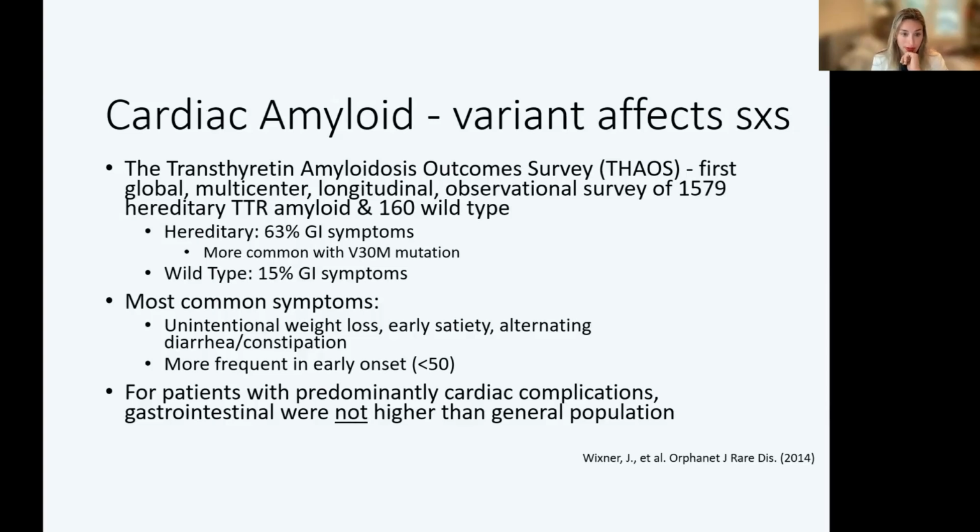Those symptoms most common being things like unintentional weight loss, early satiety, alternating diarrhea, and constipation, and were more frequent in early onset individuals. Those patients with predominantly cardiac complications, however, did not have higher rates of GI symptoms than the general population. The take-home point here being that we may not always find amyloidosis, and patients with cardiac amyloid may have either GI involvement or symptoms related to or unrelated to their amyloid disease.